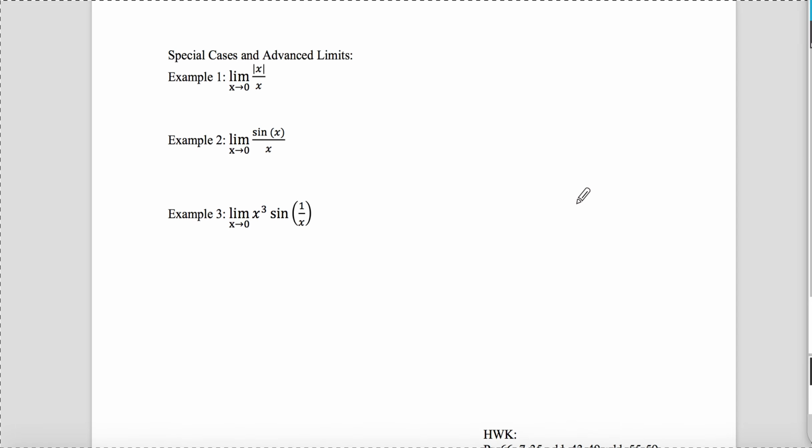There are 3 sort of special case limits. We already talked about this one that you should just memorize. The limit as x approaches 0 of absolute value of x over x does not exist. The limit as x approaches 0 of sine of x over x is 1. If you go and graph this function, you will see that, all right? The graph at x equals 0 does approach 1, even though it does have a hole there, all right?